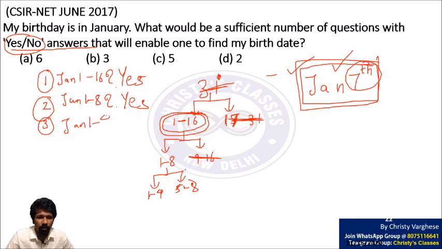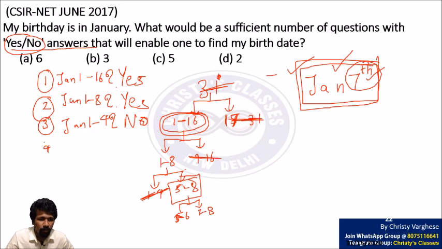So I will ask any one of them. Is it between Jan 1 to 4? The person will say no because it is Jan 7th. So it is not between Jan 1 to 4. As it is no, what we understood is 1 to 4 is not the value, so 5 to 8 is the possibility. So 5 to 8 you have to divide into 2 equal parts: 5 to 6, 7 to 8. 5 to 6 means 5 or 6, that's all, because only 2 values are there.